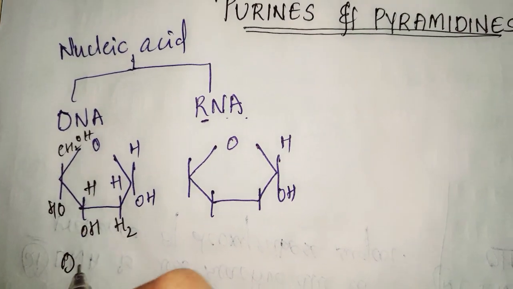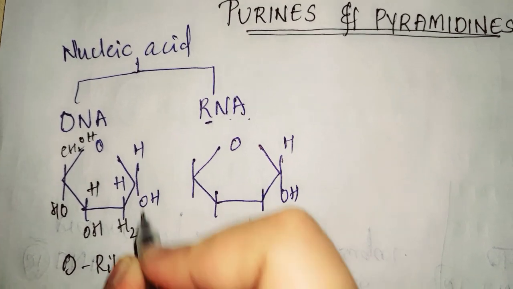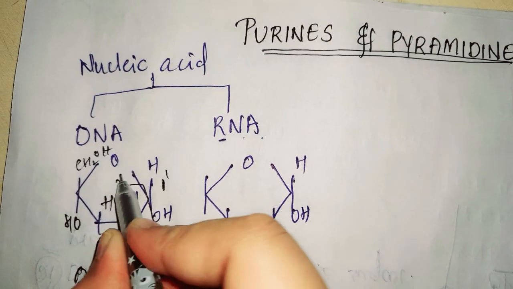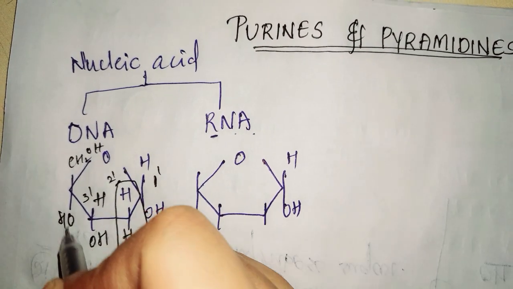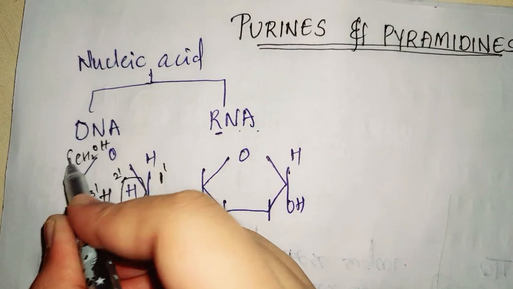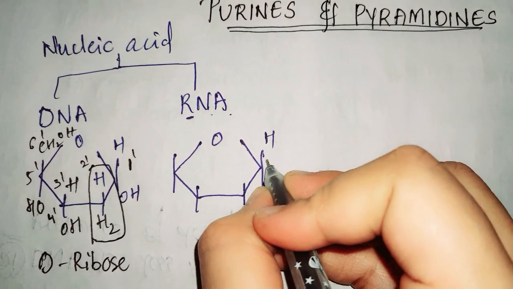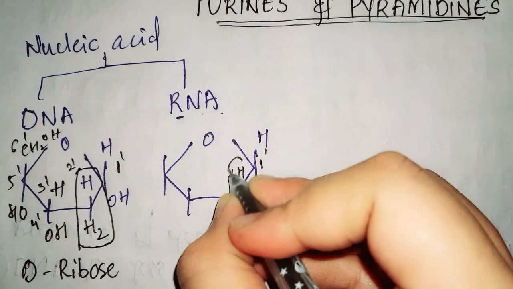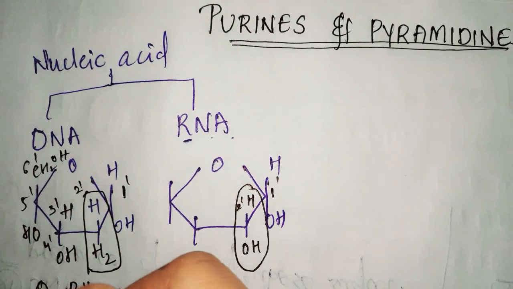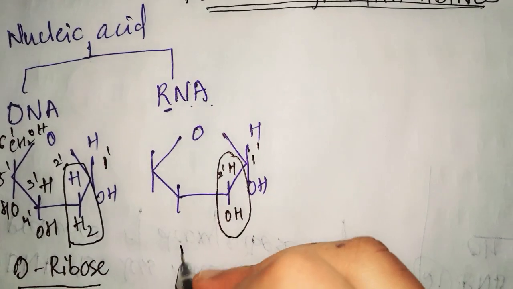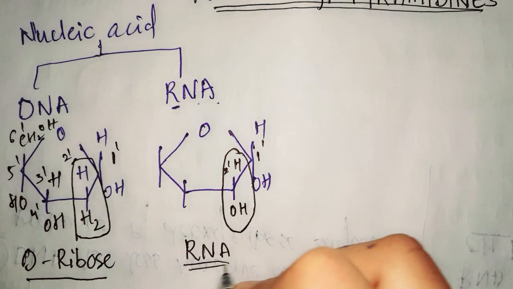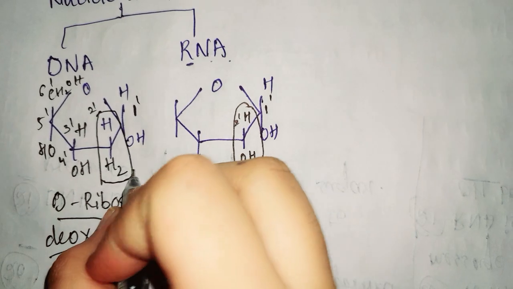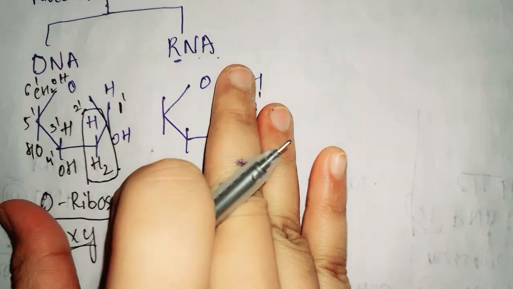So it is D-ribose, right? Here at the second position, this is the first carbon, this is the second carbon, the third and fourth, and this is the fifth. Now we'll see the first carbon, second carbon, so here at H, here OH will come. So this is the difference. At the second position, this is deoxyribose, and this is RNA, ribose. So here it is deoxy because of the second position. So this is DNA and RNA.